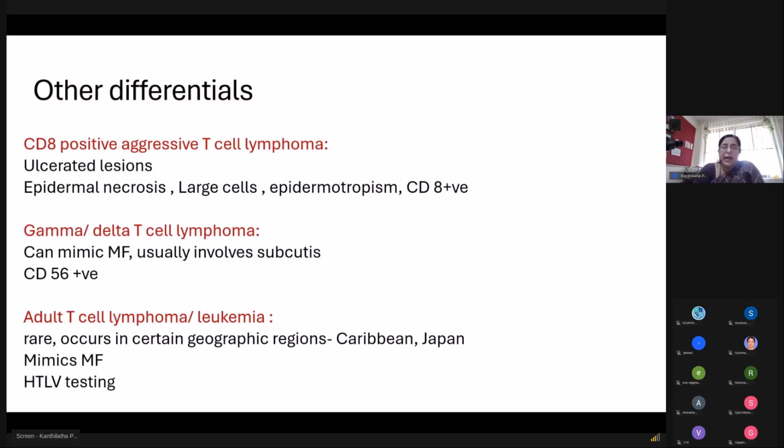So other differentials are CD8 positive aggressive T-cell lymphoma, which, as Dr. Lakan mentioned, has ulcerated lesions with epidermal necrosis. Histopathologically, you see large cells and epidermotropism, so it could be, but there are no ulcerated lesions or epidermal necrosis. The gamma delta type of T-cell lymphoma also can mimic MF, but it usually goes deeper into the subcutaneous tissue and they're CD56 positive. Adult T-cell leukemia lymphomas usually occur in certain geographic areas like the Caribbean or Japan. I have not seen any case being reported in our setting. And this also mimics mycosis fungoides, and you need HTLV testing for the diagnosis.